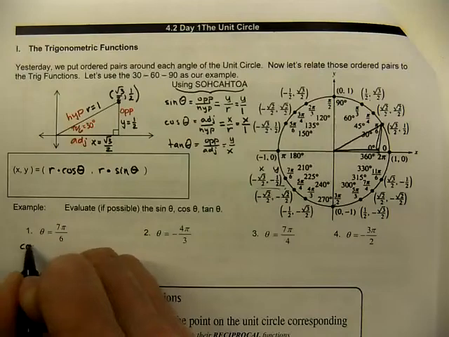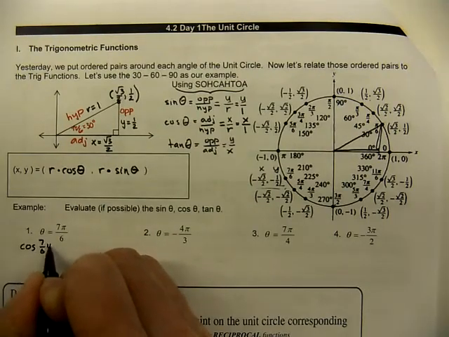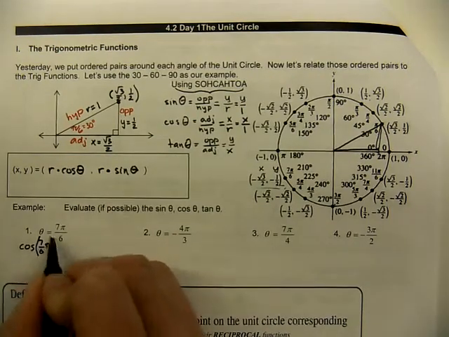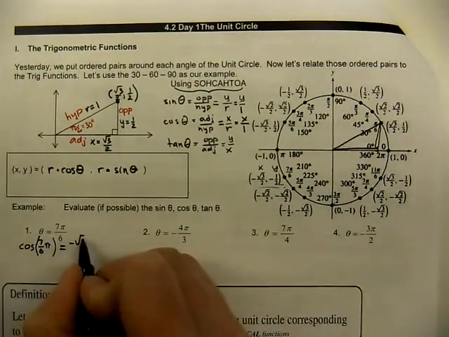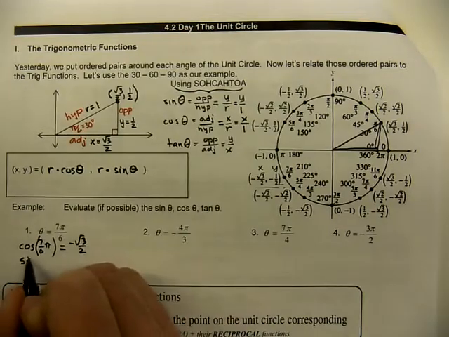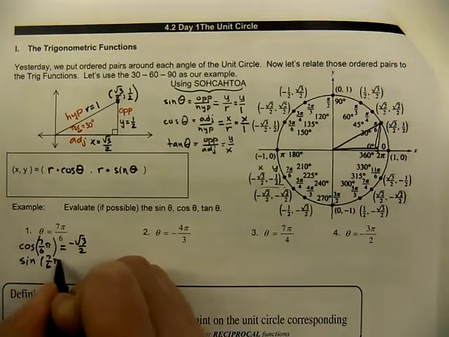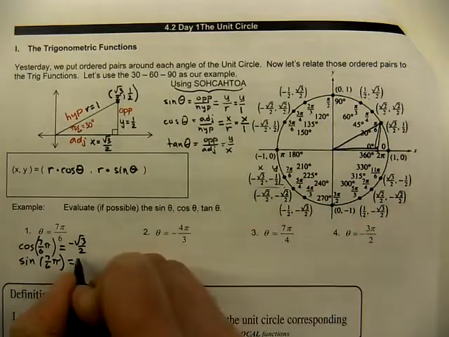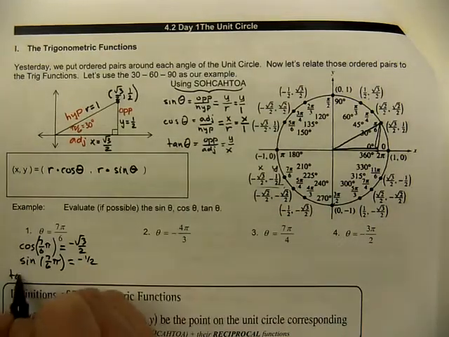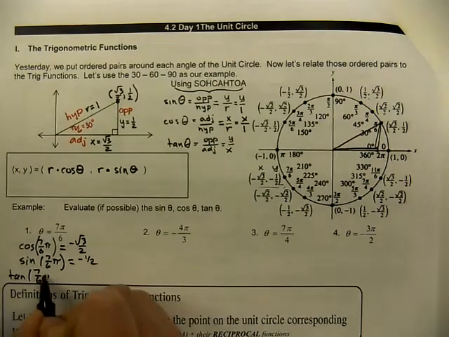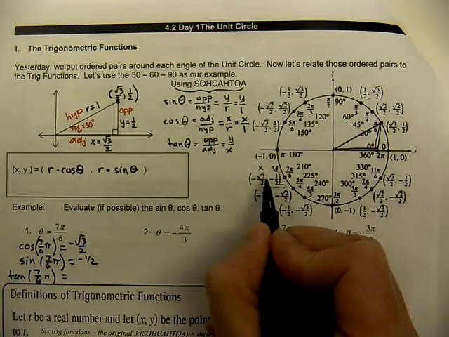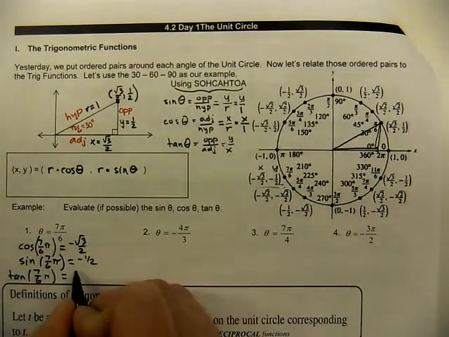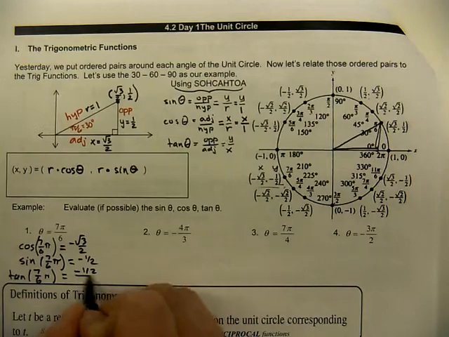So the cosine of 7/6 pi, and we put that in parentheses just to say that's our input, and the output is the x coordinate, which is the negative root 3 over 2. The sine of 7/6 pi is the y coordinate, negative 1/2. Tangent of 7/6 pi is, well, that's y over x. We need the y coordinate divided by the x coordinate. So we're going to have negative 1/2 divided by negative root 3 over 2.